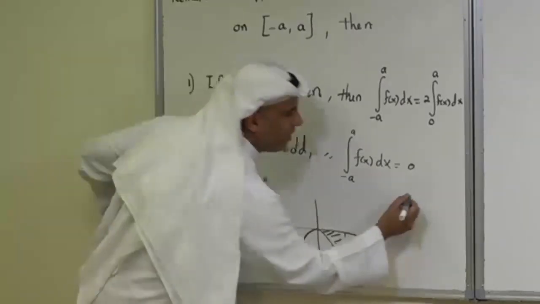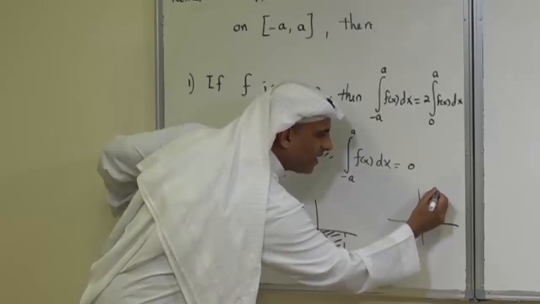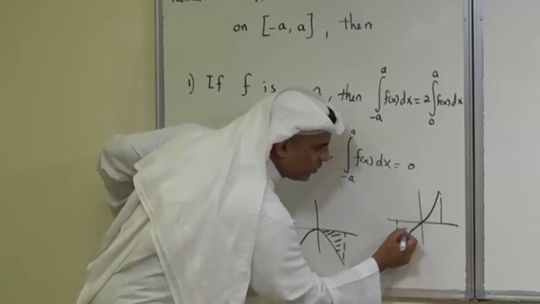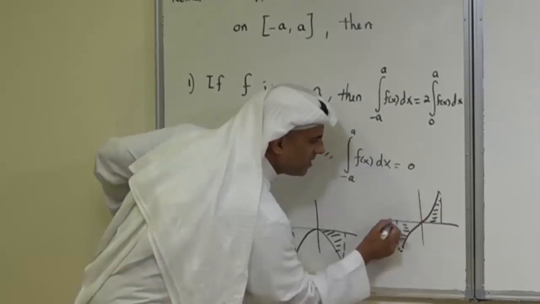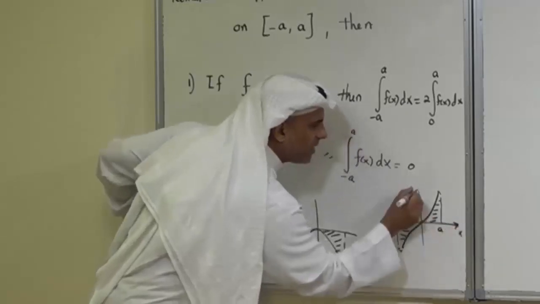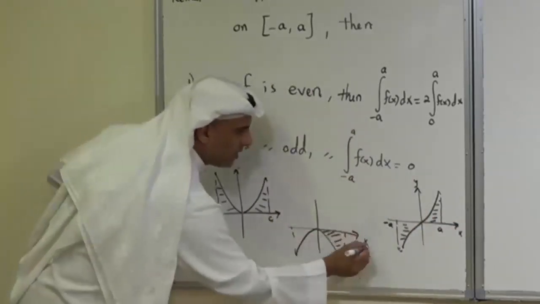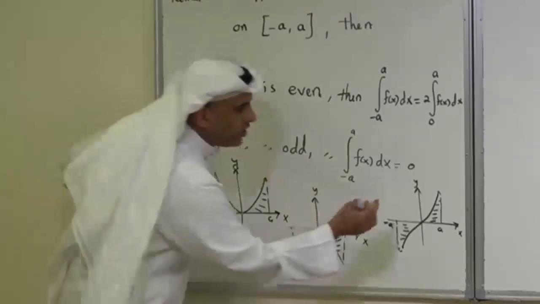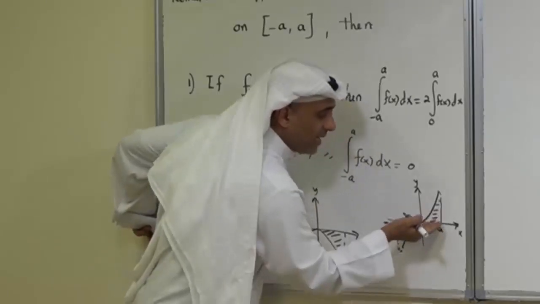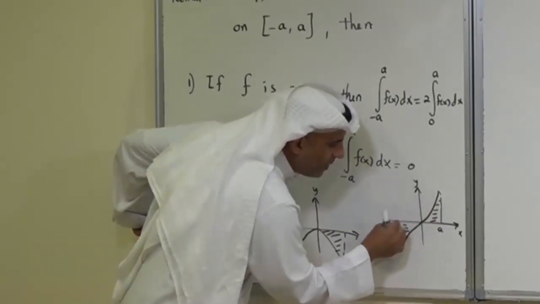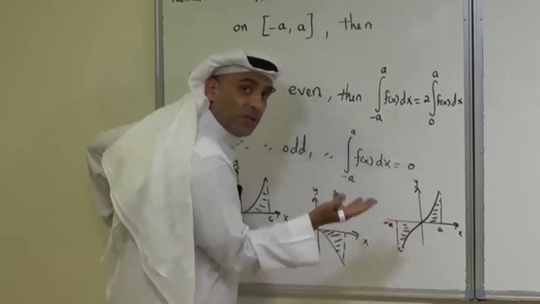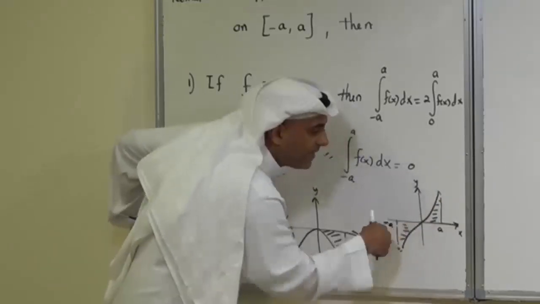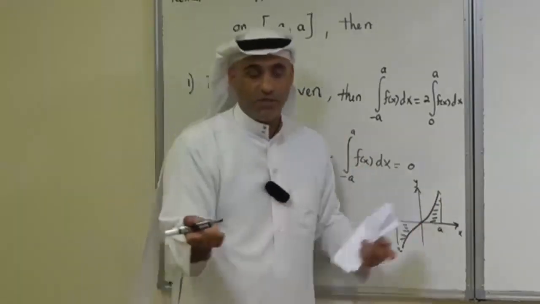What about the odd one? If the odd function is symmetric around the origin, you can see the area below the x-axis will be exactly equal to the area above the x-axis. This is minus a and this is a. Of course, this is the x-axis and this is the y-axis. In the odd function, the area above the x-axis is exactly equal to the area below the x-axis. The integral, as we discussed before, means adding the areas above minus the areas below, but they are the same. So the difference will be 0.